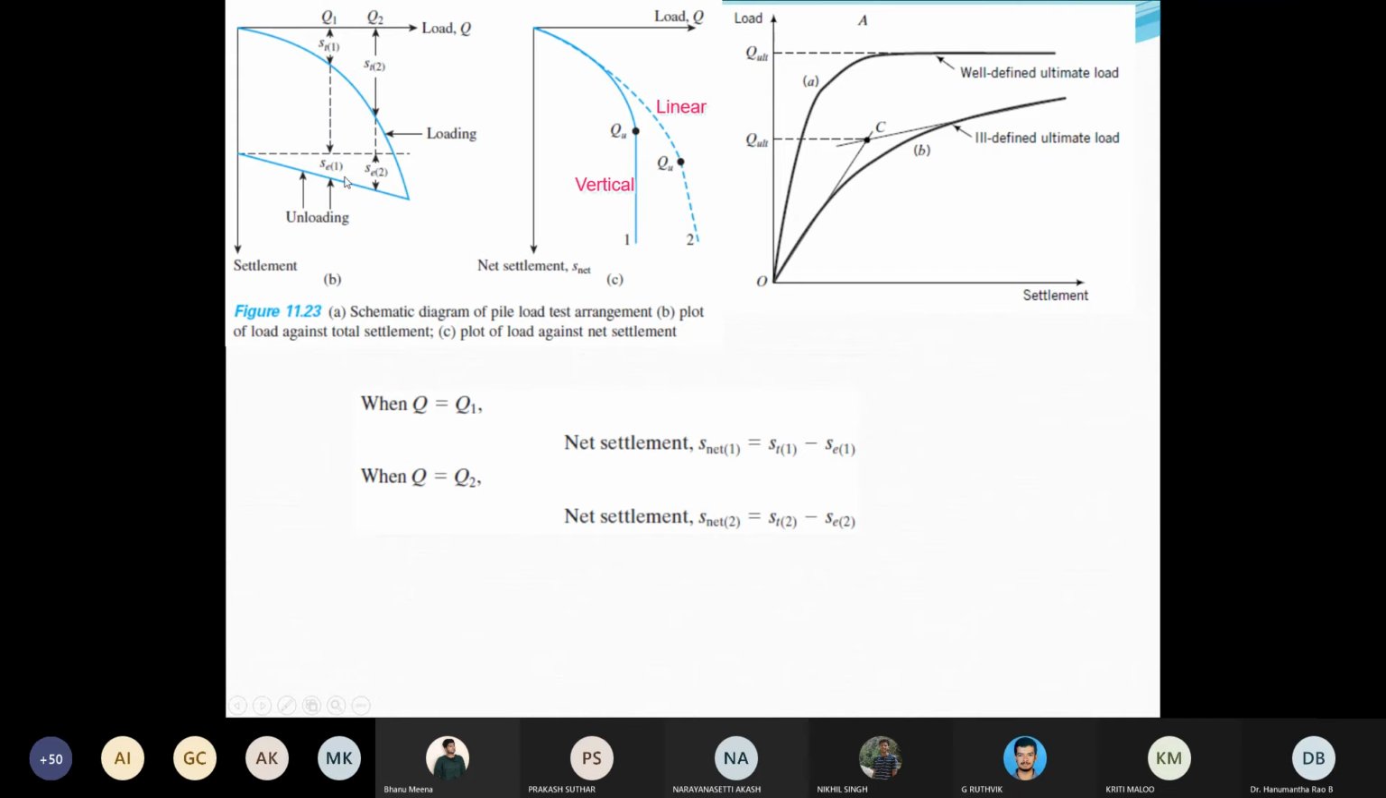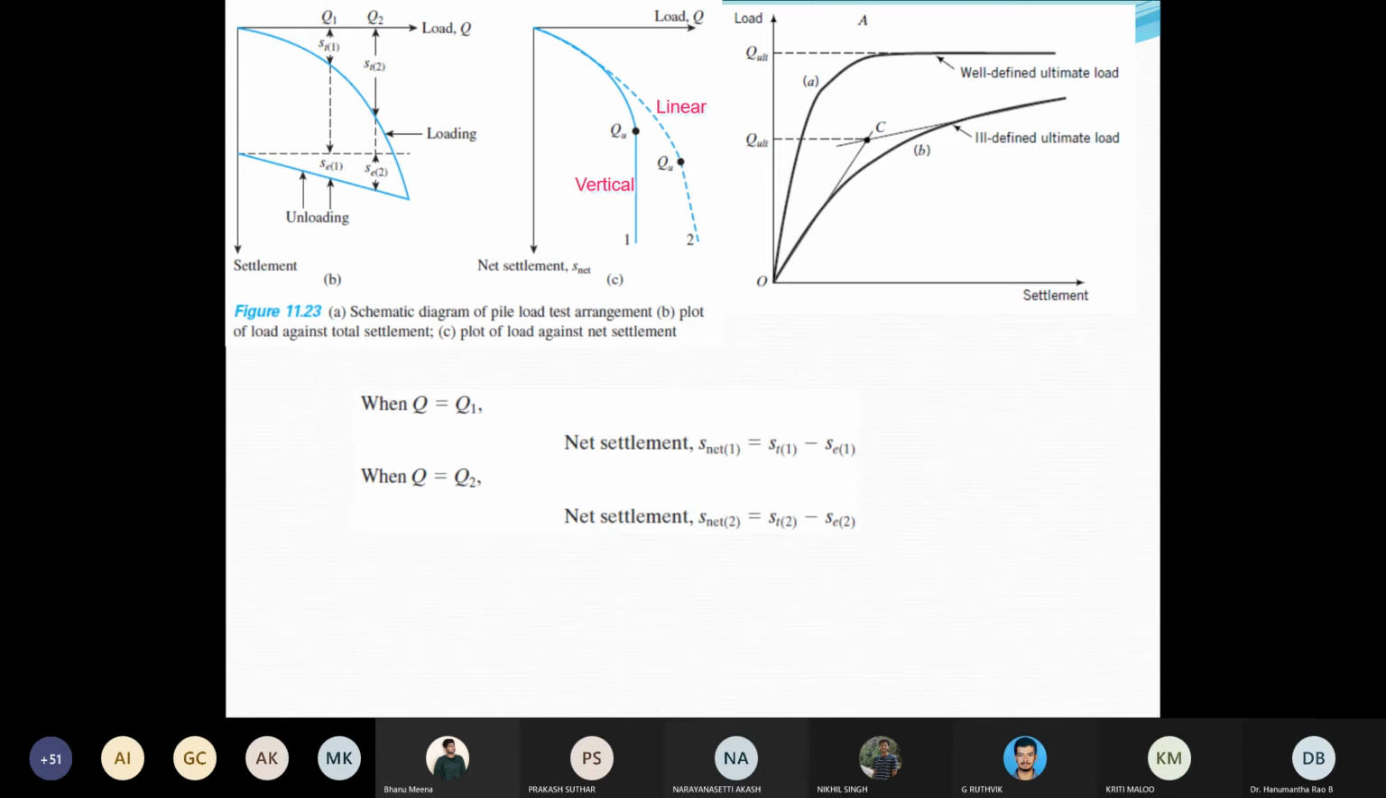As I told, depending upon the load type, we may get total settlement, elastic settlement, or net settlement. Two examples are taken here. At Q1, net settlement is equal to total settlement minus elastic settlement. At Q2, net settlement is also equal to total settlement minus elastic settlement. So that means when you do any pile load test, you will get three varieties of settlements: total settlement, elastic settlement, and net settlement.